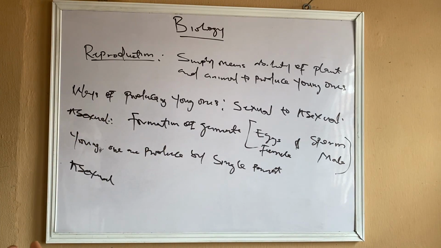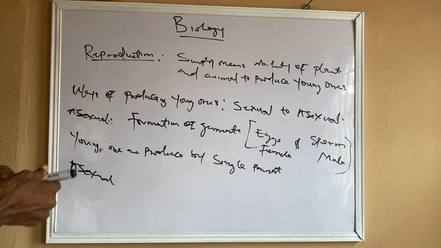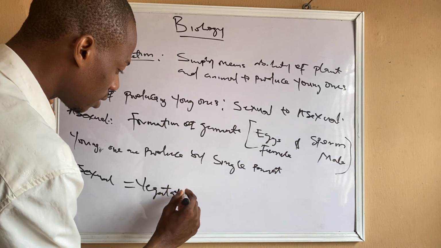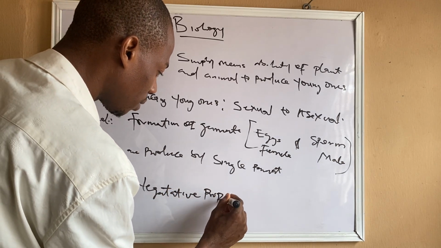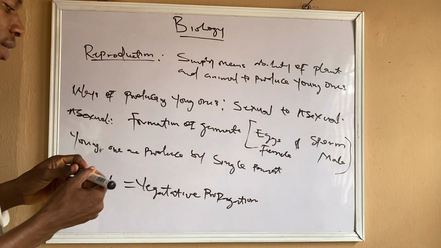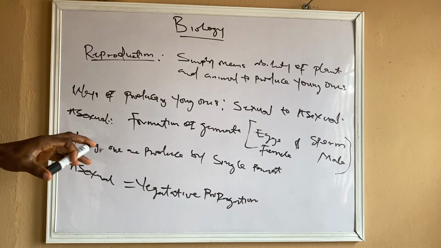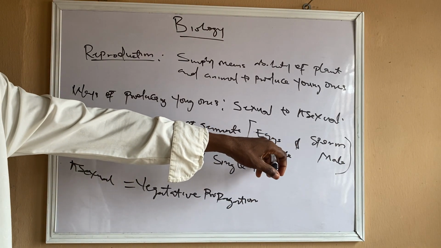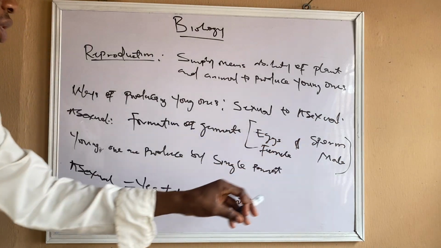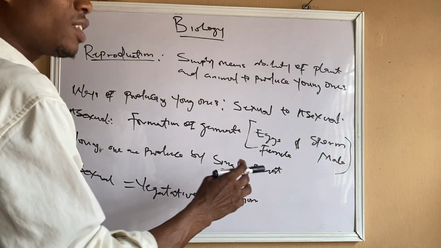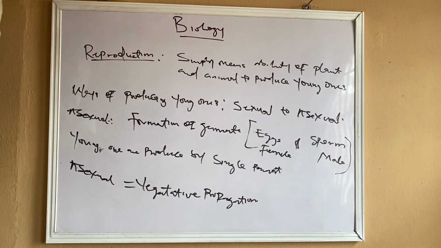How is it possible for them? That's the reason why we usually have something called vegetative propagation. The way they produce their young ones without the coming of the egg from a female and the sperm from a male is called vegetative propagation. What do I mean by vegetative propagation? Vegetative propagation involves the vegetative parts.